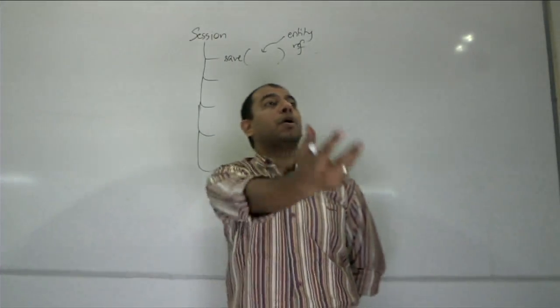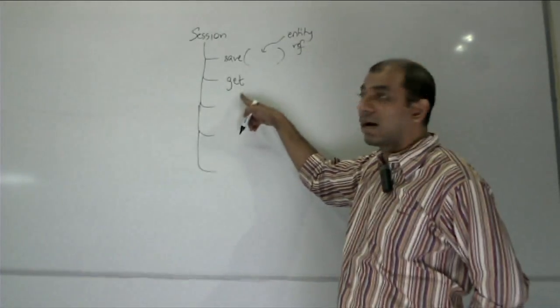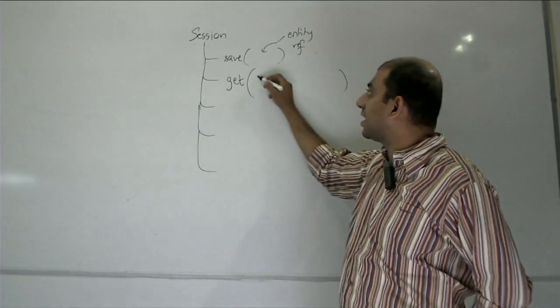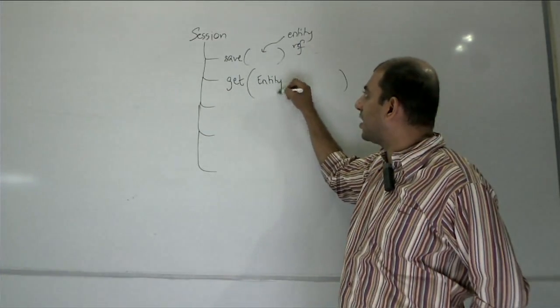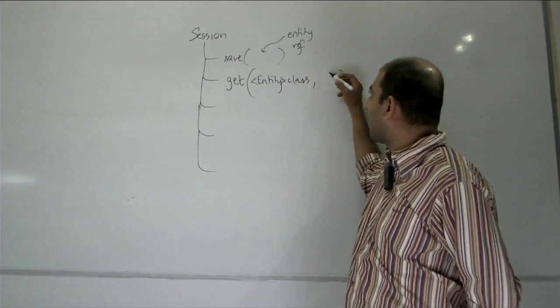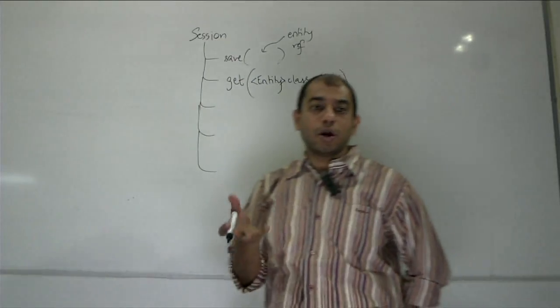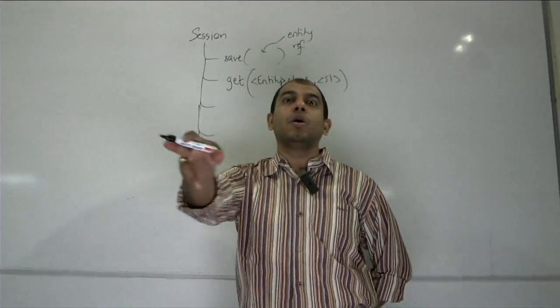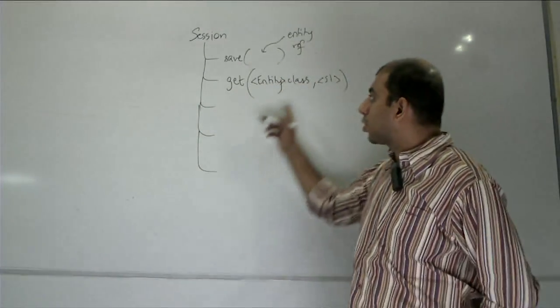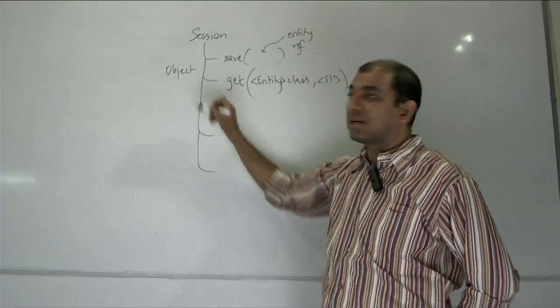In the same way, if I want to get one entity's information, what is the method I will use? Get. I will specify which entity, that means I will specify the entity dot class, whatever entity class I want, comma, your serial number, which is your primary key. Because you're saying get me the entity, you need to give how to identify that entity. So I will give that, and what will be returned is a Java object, which you can always downcast.